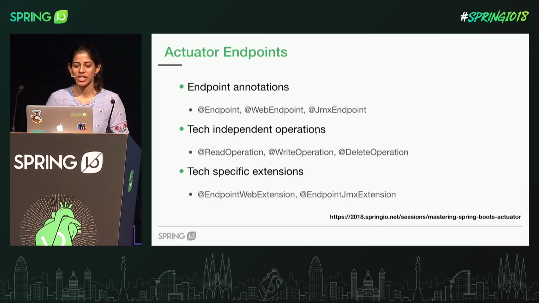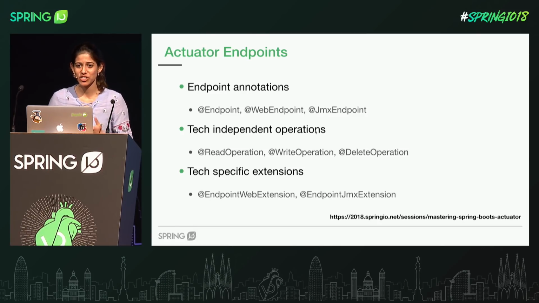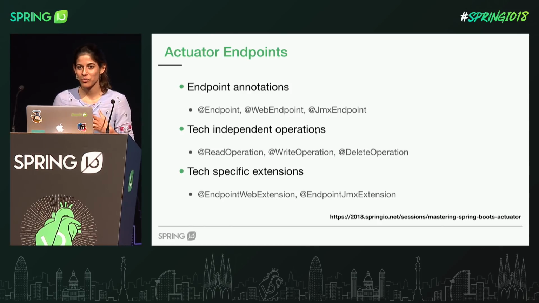OK, so recapping what we just saw, we have new annotations for adding custom actuators. There's tech-independent operations. So if you don't want to change any behavior depending on whether it's web or JMX, you can just use these tech-independent operations. And we have tech-specific extensions for extending a particular endpoint over a given technology.